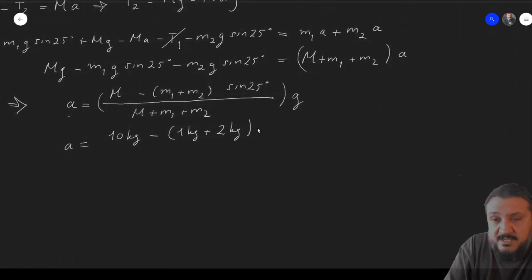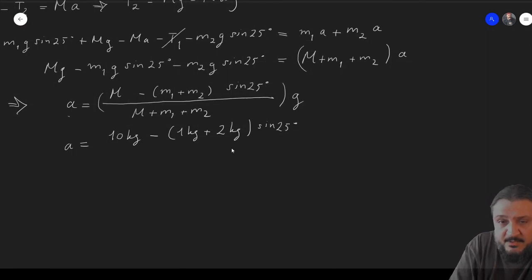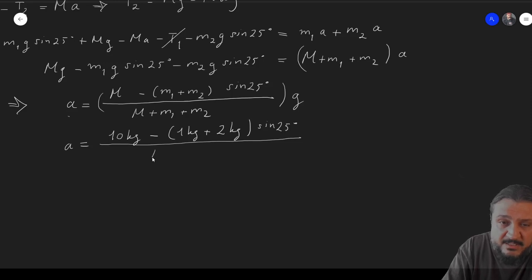All right, times sine 25. Okay, the sine 25 only multiplies 1 and 2 here, not 10. So make sure when you punch them in your calculator, you can use parentheses, I guess. M, 10 kilogram.